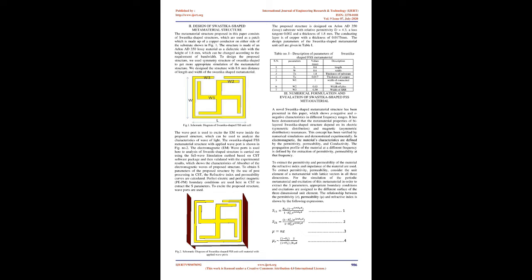The metamaterial structure proposed in this paper consists of Swastika-shaped structures, which are used as a patch made up of a copper conductor on either side of the substrate, shown in Fig. 1. The structure is made of an Arlon AD350 lossy material as a dielectric slab with a height of 1.8 mm, which can be changed according to the requirement of bandwidth. To design the proposed structure, we used a symmetric Swastika-shaped structure to get a more appropriate simulation of the metamaterial structure.